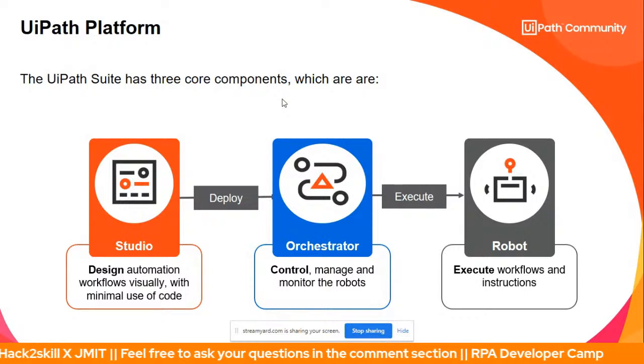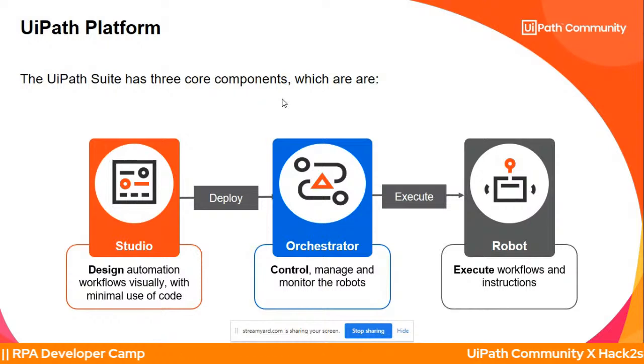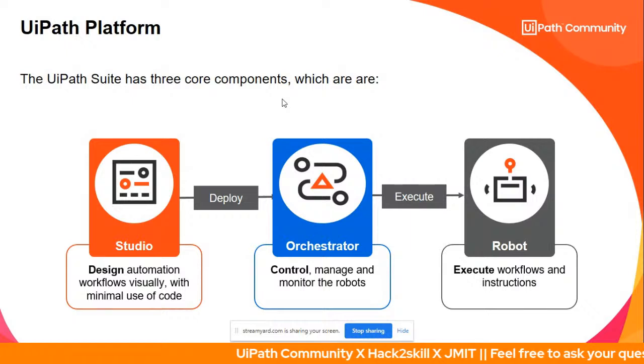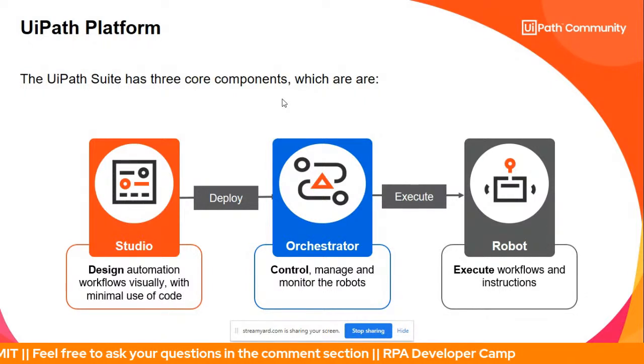And robot actually executes the workflow and instruction. To sum it all up, we actually design it in Studio. It's like writing the code in the code editor. That is Studio for us. Now, when we click on the run button to let our code run, that is what the robot actually does. Robot helps you run what you have developed in Studio.